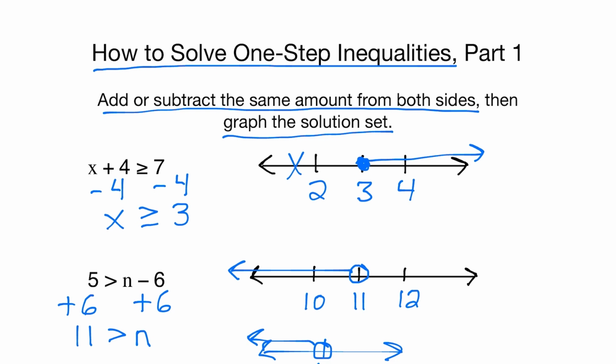So we add or subtract the same amount from both sides of the inequality, then graph the solution set. And be very careful which direction you're graphing, and also if the number that we're interested in is included in the solution set or if it's not included in the solution set.